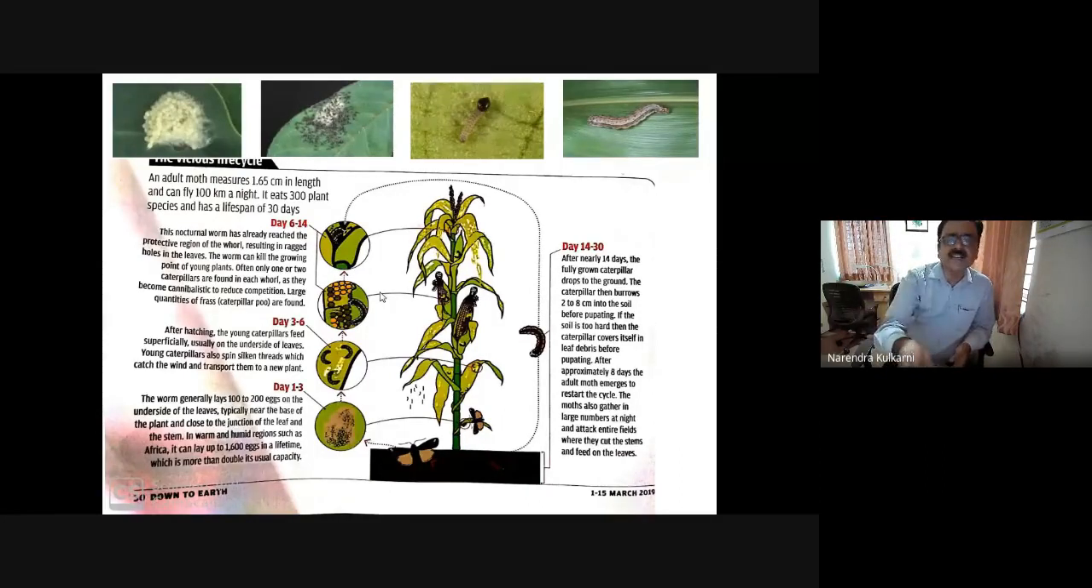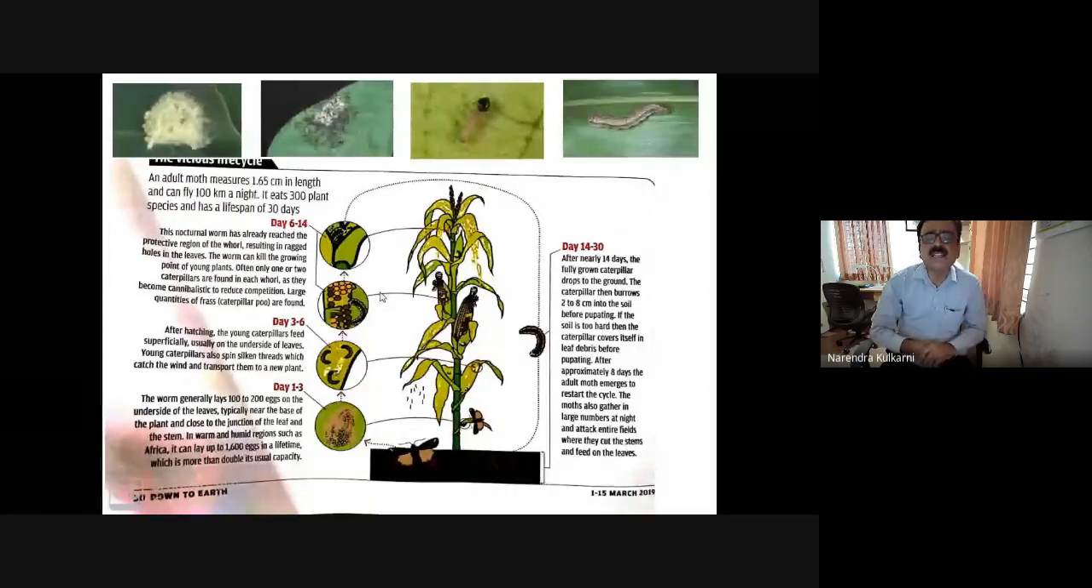They start eating matured leaves and older leaves. And then once it attains the fourth and fifth instar, it starts damaging even cobs also. Once the larval stages complete, the larvae fall to the ground for pupation. The pupation may be for 7 to 10 days, or it may even be up to 2 weeks.